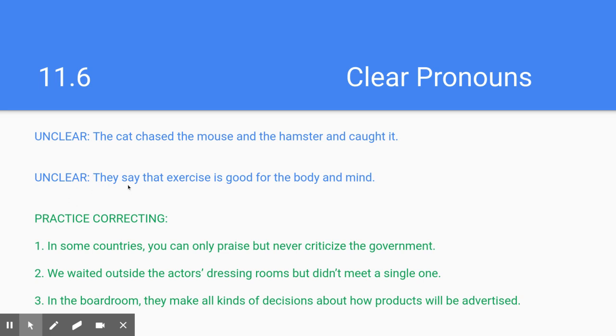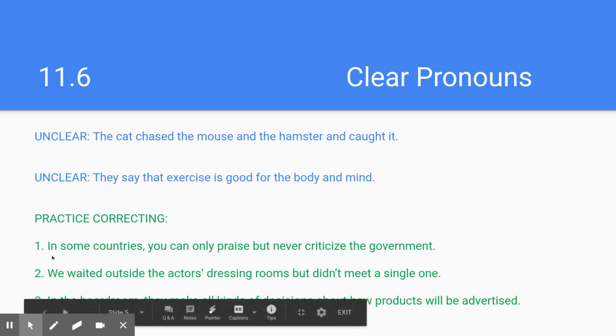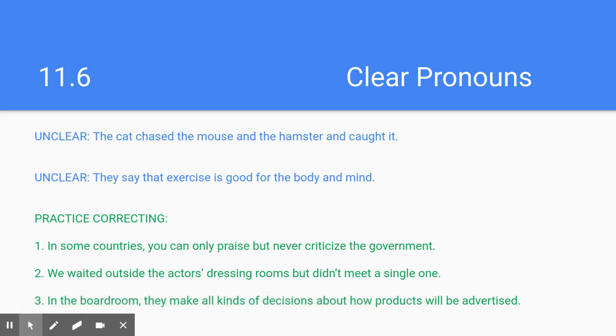That's another reason you want to avoid the yous in your writing. You don't want to say Emerson wants you to feel that, he wants readers, or just be more specific. So in some countries, you can only praise but never criticize the government, right? This is our vague pronoun. Who is the you? Maybe you could say in some countries, citizens can only praise but never criticize the government.